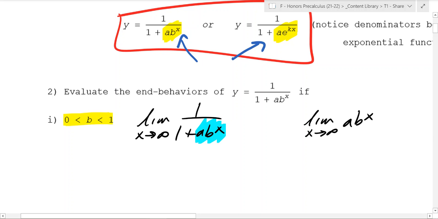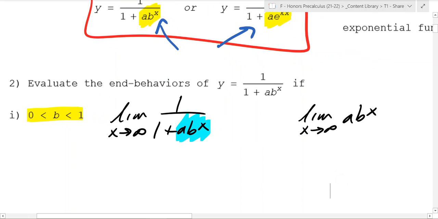Well, if b is between 0 and 1, when you raise it to successive powers, it gets smaller. So this thing is going to get smaller. A is static, so this whole thing is going to go to 0. Static means unchanging. So this right here is going to go to 0, so this whole thing is going to go to 1 over 1, which is 1.